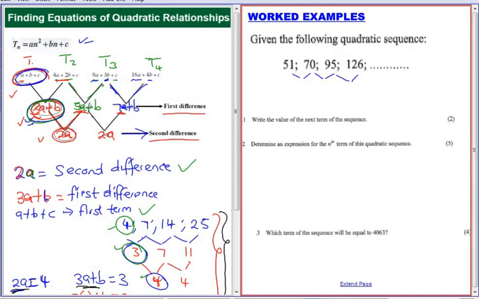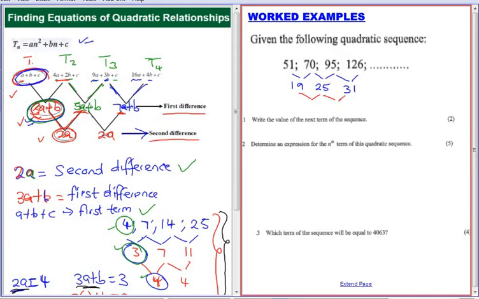As far as I know, 70 minus 51 should be 19 over there, and then 95 minus 70 should be 25, and this difference here now is going to have to be 31. Well, after I get my first differences, I can see they are not constant. So definitely this is not a linear pattern. I have to go for my second differences and see if they are constant.